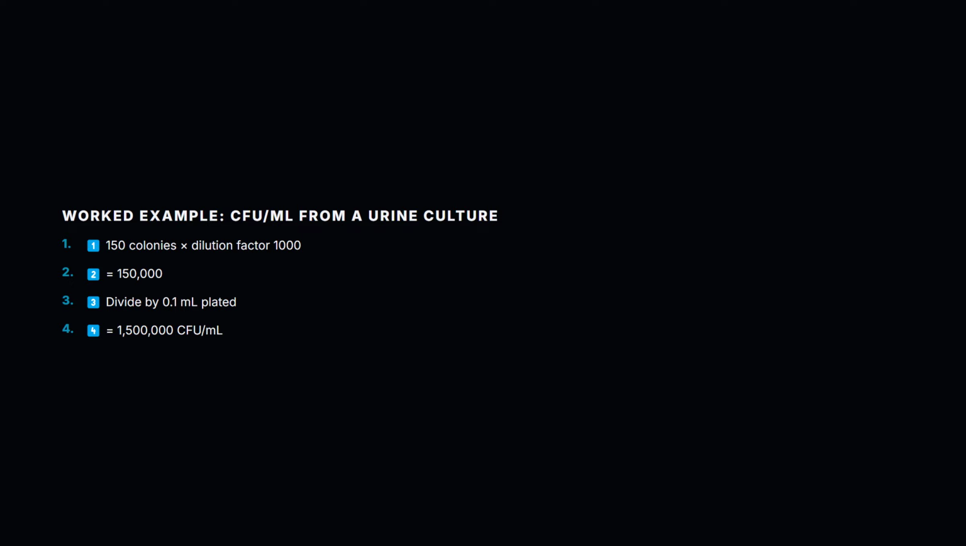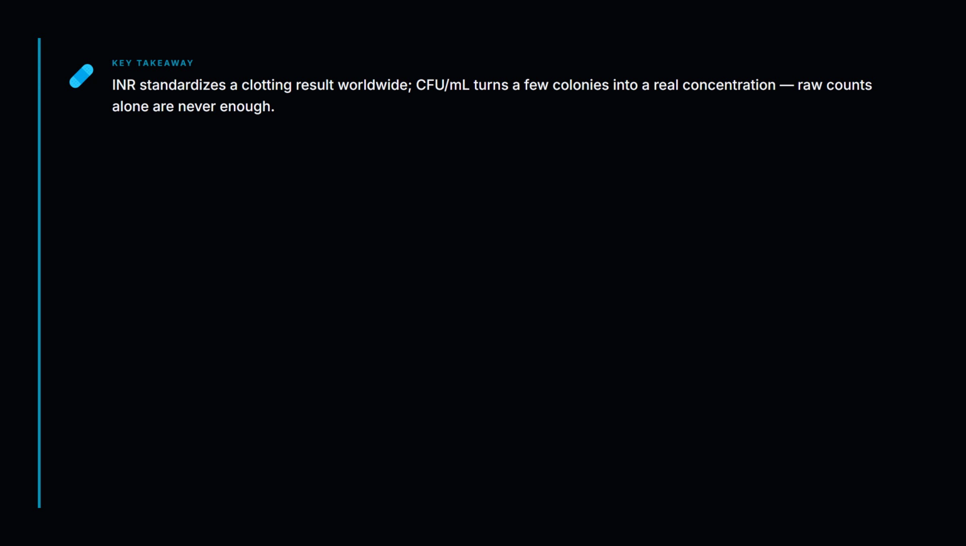CFU per ml equals 150 times 1000, divided by 0.1, 1.5 million CFU per ml, well above the 100,000 threshold typically defining significant bacteriuria. One standardizes a clotting result across the entire world. The other turns a handful of visible colonies into a clinically meaningful concentration. Both are exactly why raw counts alone are never the final answer.